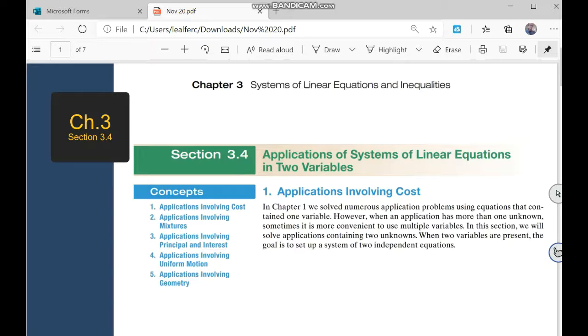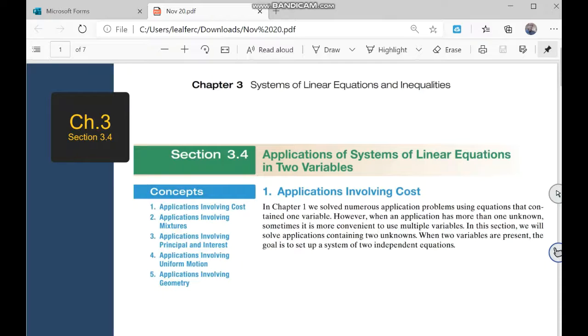The most common is going to be applications involving cost. We will work on an example. Applications involving mixtures, kind of chemistry. Applications involving banking, principal, interest, finance. Applications involving uniform motion. This is physics, like distance, speed, and time. And one of my favorites, applications involving geometry. So many useful things that we can apply systems of linear equations to in geometry.